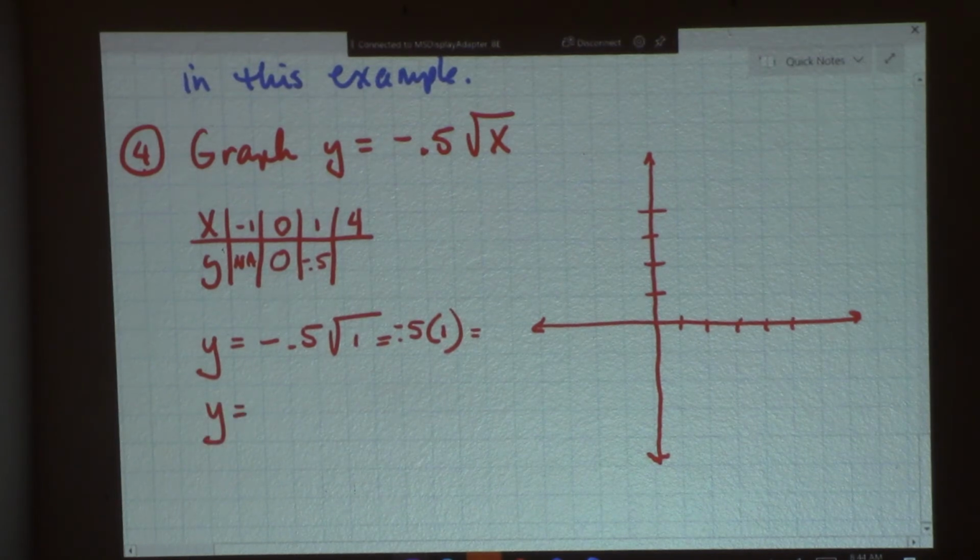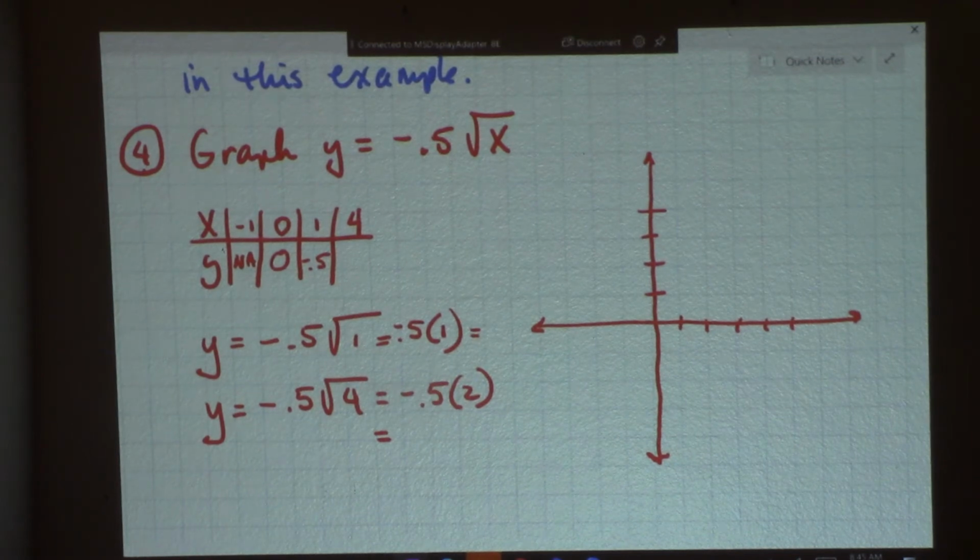So now I'm going to have negative 0.5 times the square root of 4. And the square root of 4 is 2. So I have negative 0.5 times 2. So I multiply that, and I get negative 1. So 1/2 times 2 is 1, and it's times by a negative.